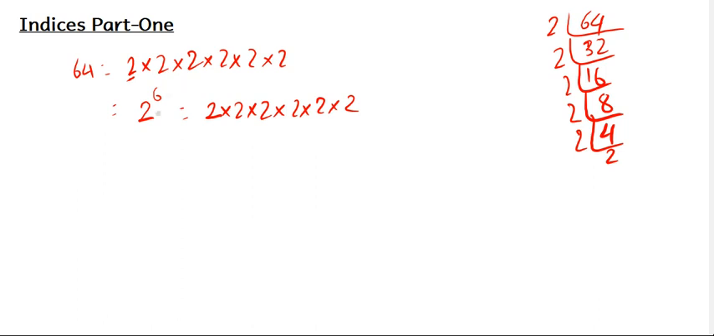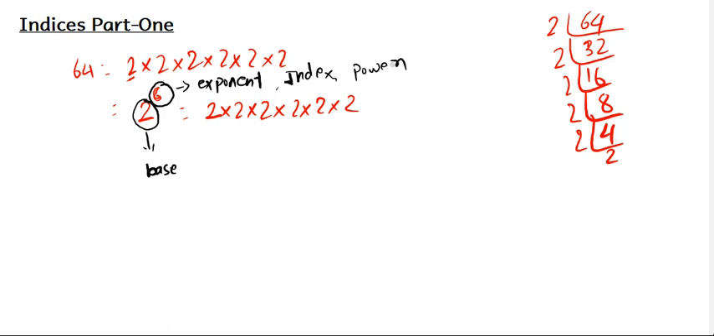And while writing this, you can see there is a name given to each, this 6 and 2. So this 2 you are seeing over here, we will call it the base. And this part, the 6 part, we will call it an exponent, or we will call it an index. We can also call it a power, but many of the time we use exponent and index. Exponent and power you are familiar with, but now let's focus on this index part.